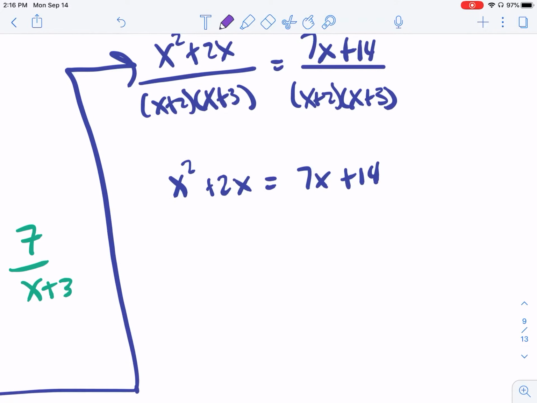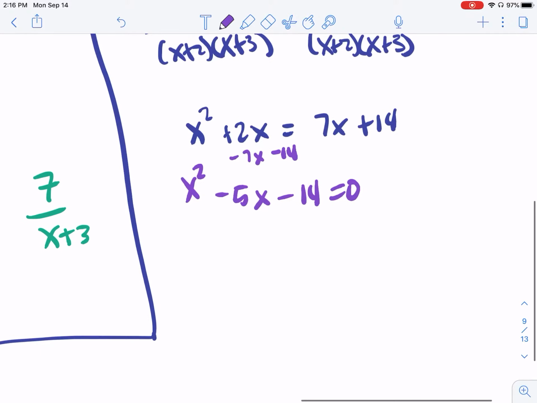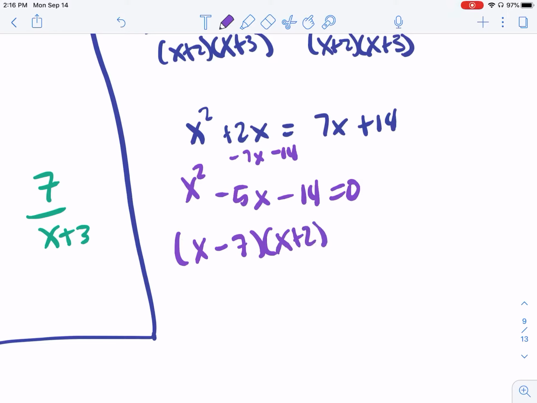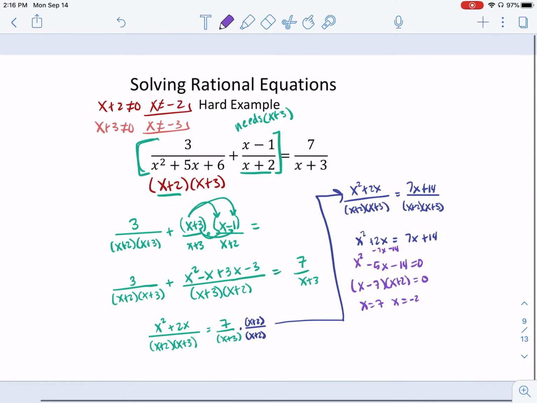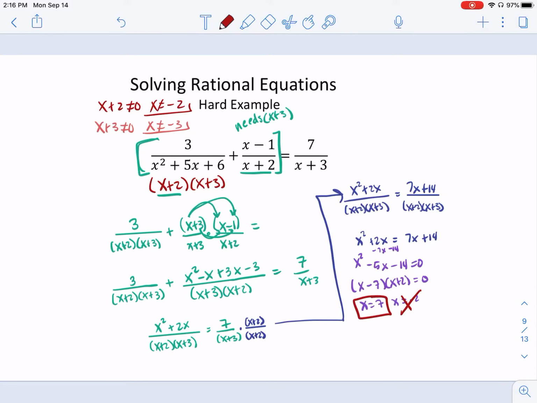So in that solving stage, once again, I see that it's a quadratic, so I need to bring everything to one side. I can go ahead and factor that. Solve it. And then last but not least, double check those restrictions. So my restrictions are -2 and -3. I see that I have a -2 down here, so I'm going to say that can't be my answer. So x equals 7 must be my answer.